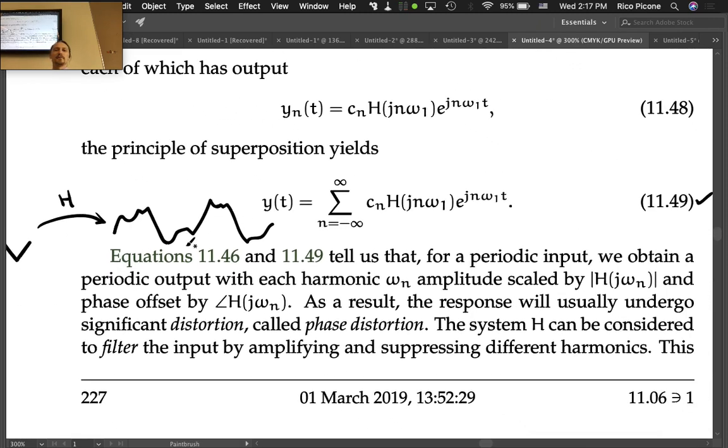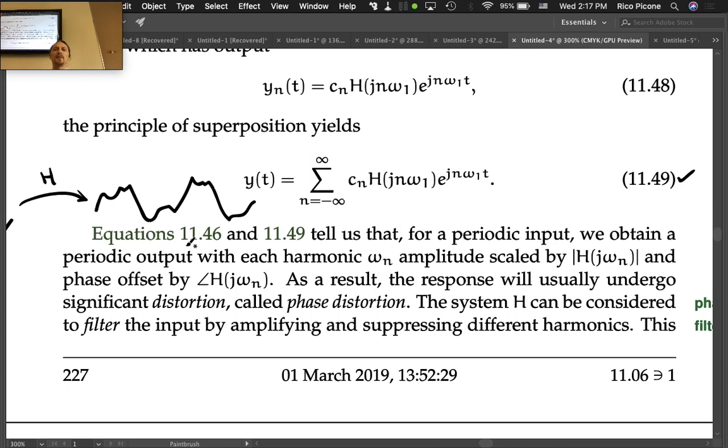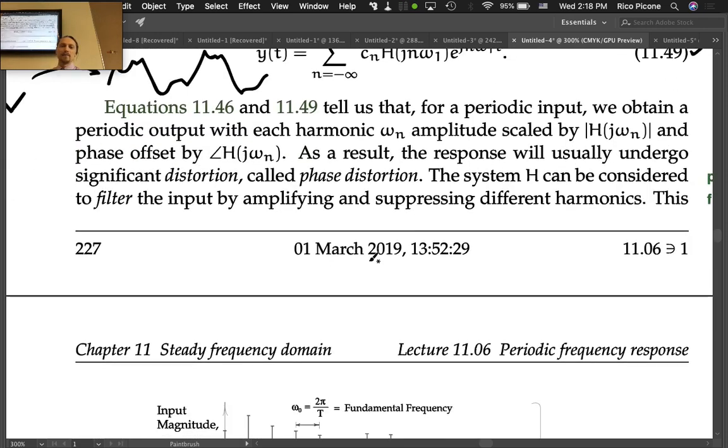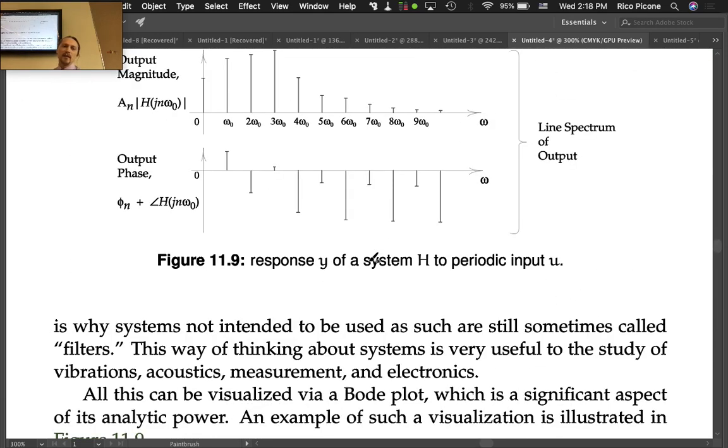Okay. The system H can be considered to filter the input by amplifying and suppressing different harmonics. This concept of filtering is actually a very important way of conceiving of a dynamic system, as filtering different frequency components and distorting that input in the frequency domain. So this is why systems not intended to be used as such are still sometimes called filters.